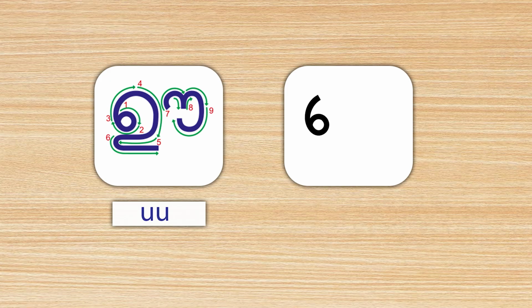Here, the glyph is a part of the letter. So, the stroke numbers continue up to 9. The symbol should not go up or down from the base letter. It has to be at the same level.